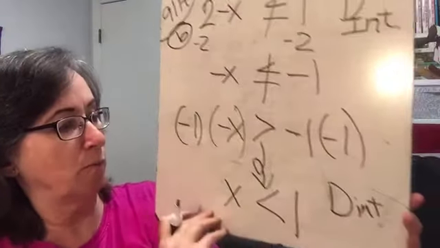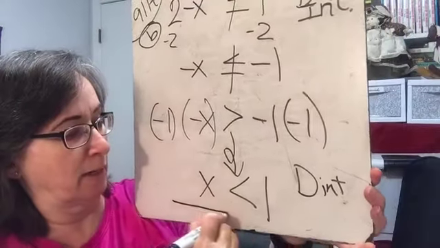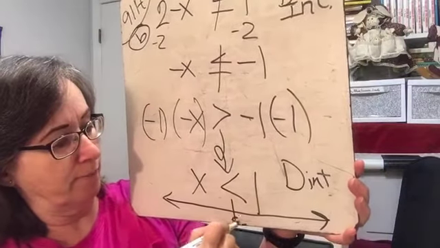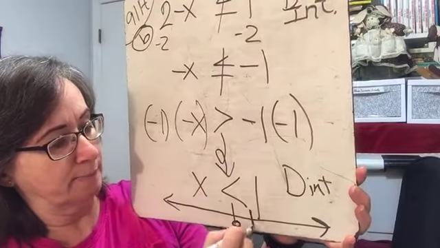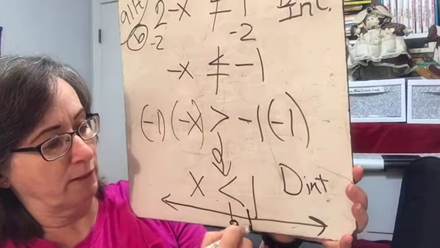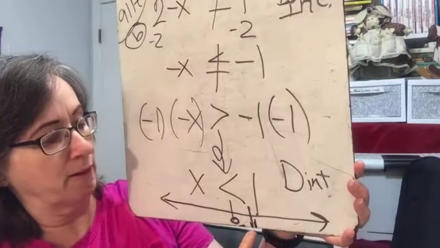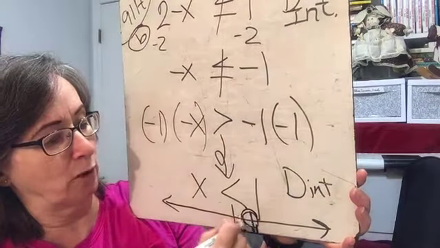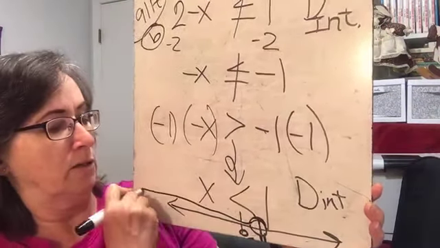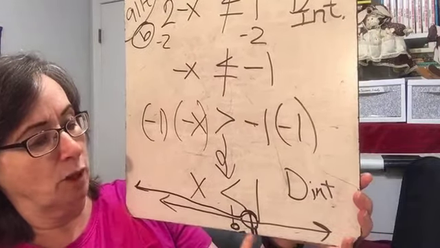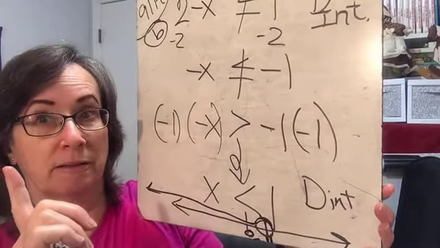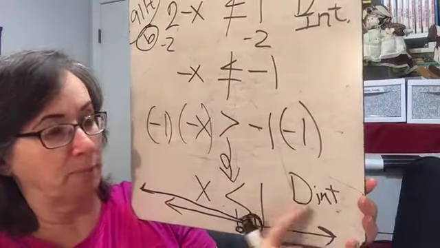Okay, so now when we're drawing this line, let's see if I can make a line down here. Okay, here's a 0. Here's a 1. It's a very small one, isn't it? Okay, there's my 1. X is less than 1. So since it's less than, won't it be an open circle going to the left? So an open circle at 1 going to the left. Oops! What did I fail? I failed because that's integers.